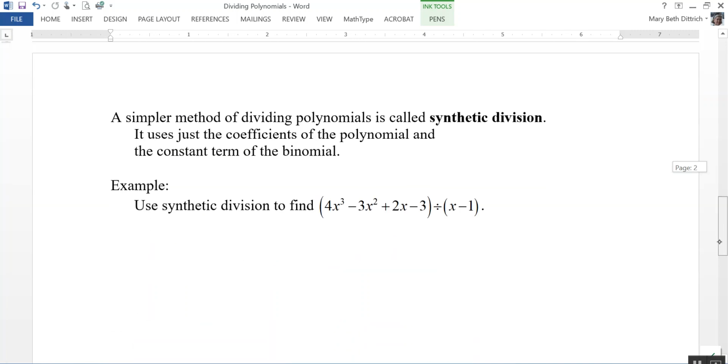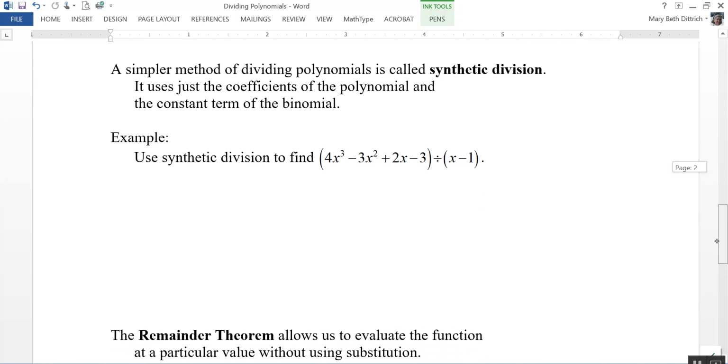A simpler method of dividing polynomials is called synthetic division, and this uses just the coefficients of the polynomial and the constant term of the binomial, and this is really kind of cool. So we need to use synthetic division to find 4x cubed minus 3x squared plus 2x minus 3 divided by the quantity x minus 1.